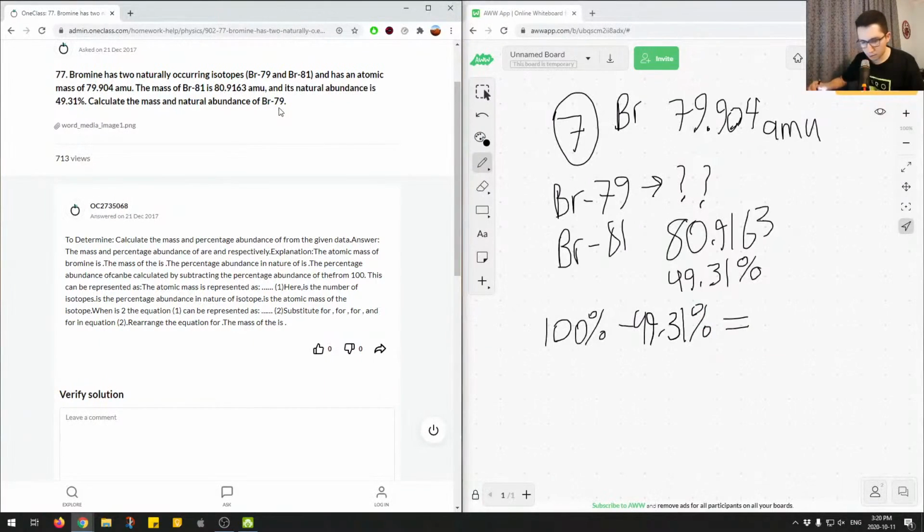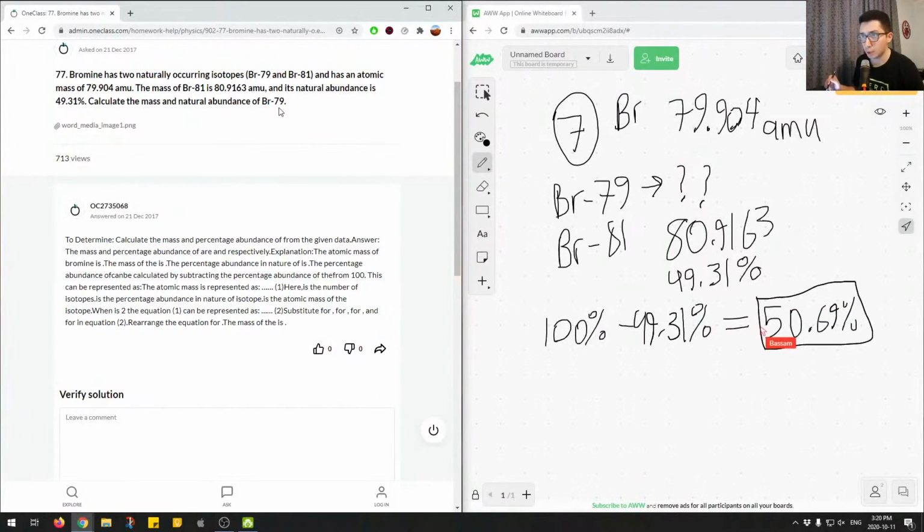We'll end up getting 50.69%. Just doing some mental math here, you can plug this into your calculator. So let's double check this. 100 minus 49.31, yep, 50.69. So this answers one part of the question: this is the abundance of bromine 79.